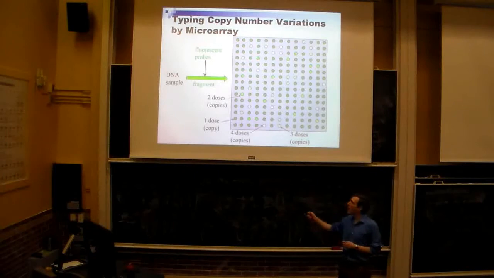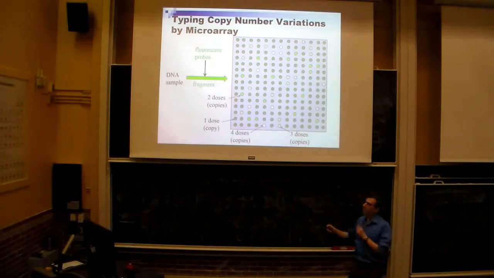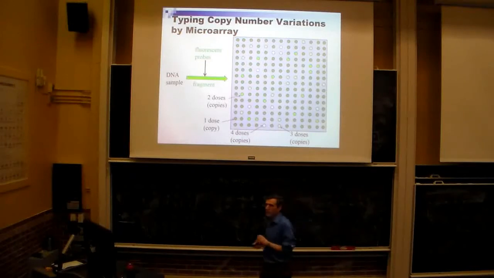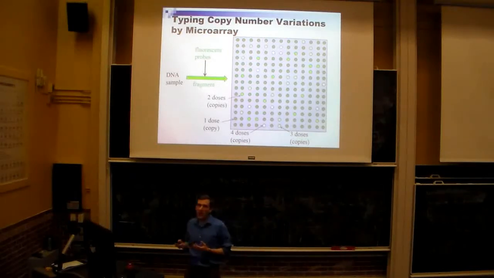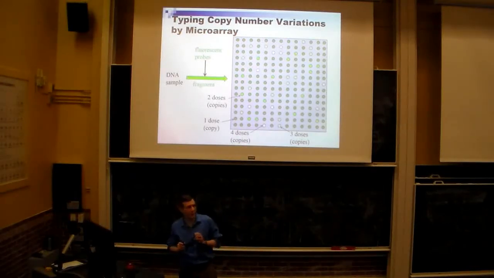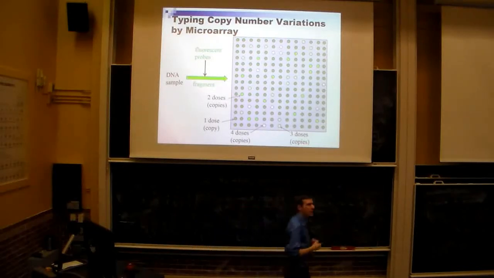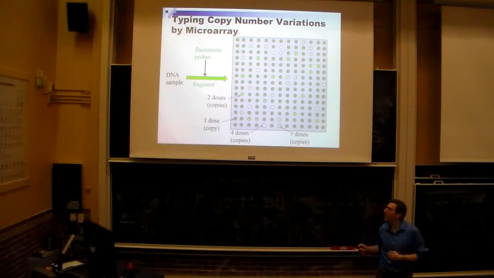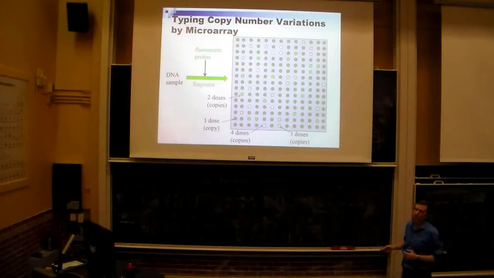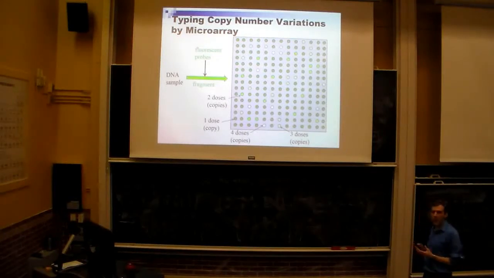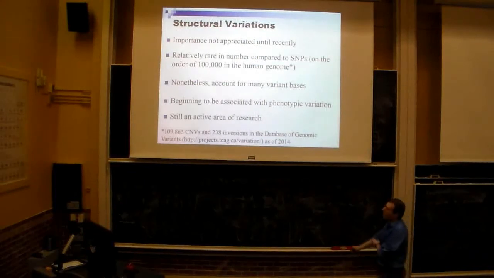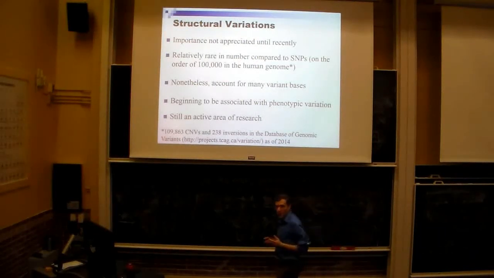So if you know how much a spot lights up, if you have one copy in your DNA sample, then something that lights up twice as much, you can figure out maybe has 2 copies. It's not quite true, but more or less that's the idea. The brighter it lights up, the more copies you have. And so you can come up with arrays that can give you at least approximate quantitation of copy number variations. So those are structural variations.